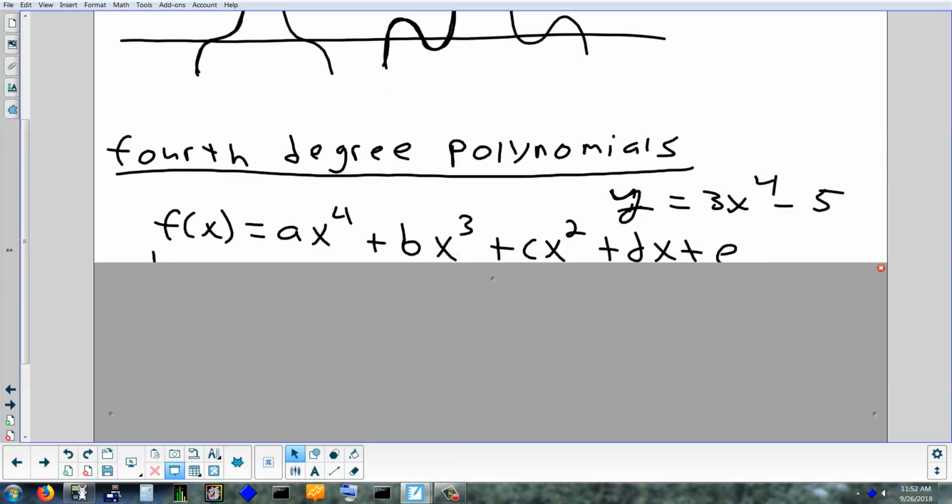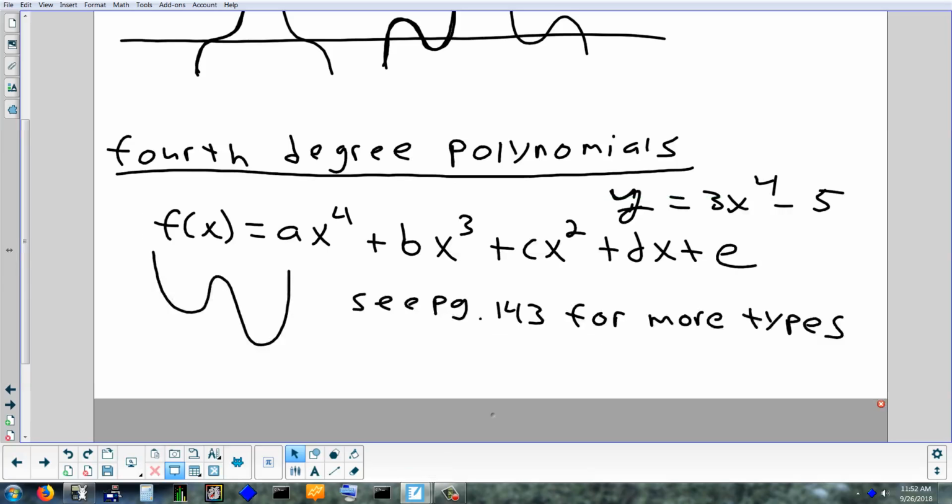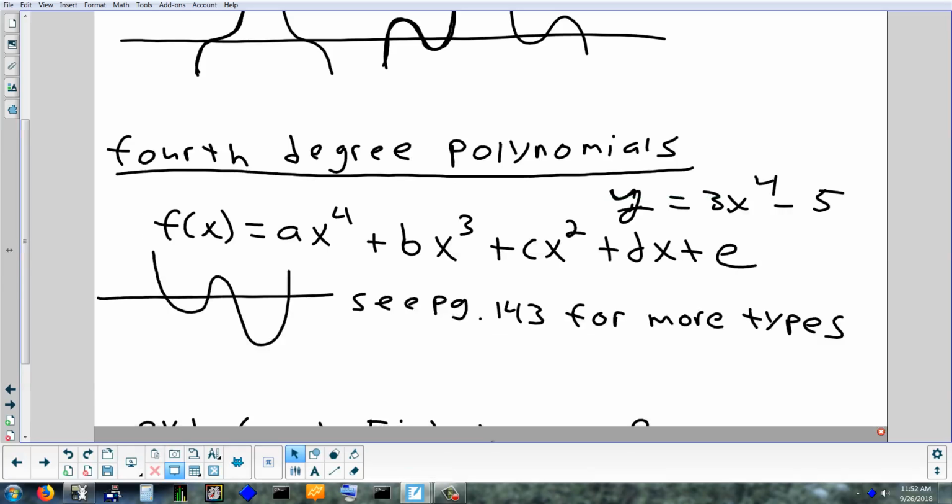How many times could this graph cross the x-axis? Up to 4. How many turns could it take? Up to 3. So you can get kind of like a W shape if you put an axis in there. Now, if this graph was shifted, instead of crossing 4 times, it might cross 3, 2, or 0. Or actually, I skipped 1. You could also get 1 in there too. So you have 4, 3, 2, 1, or 0. So a lot of possibilities.